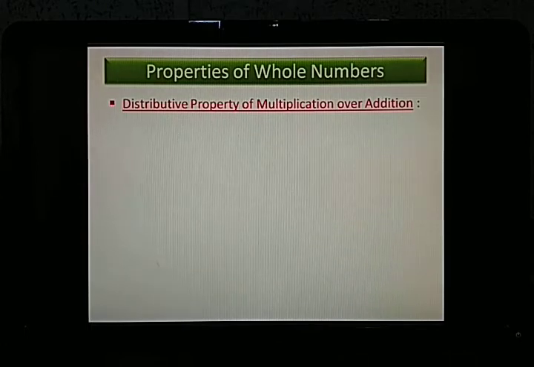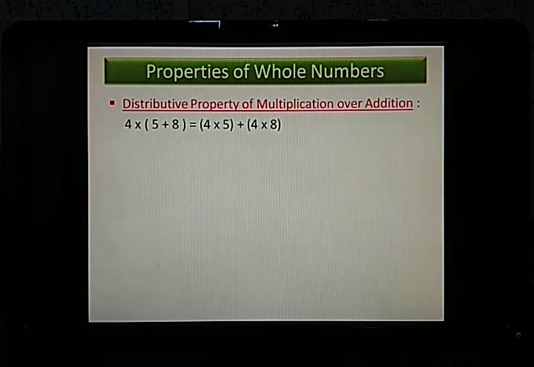Now the distributive property is used mostly when there are two operations, that is both multiplication and addition. Say for example this 4 into 5 plus 8. If I told you to find this value, what mostly we will do is first do the operation inside the bracket, and then multiply with 4. Yes, obviously we can do that. But what if you are asked to use the distributive property?